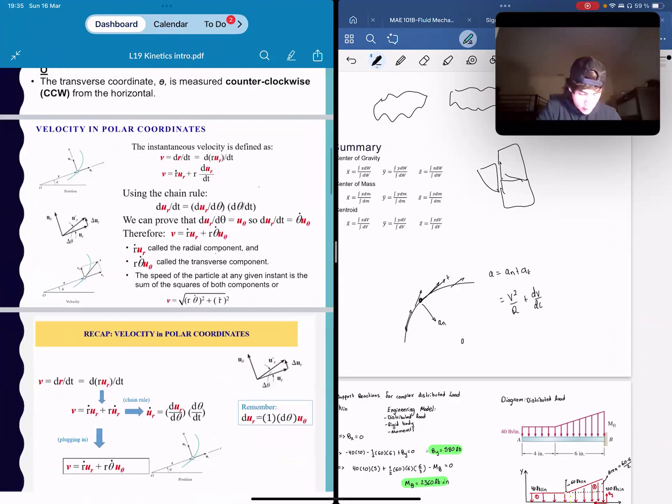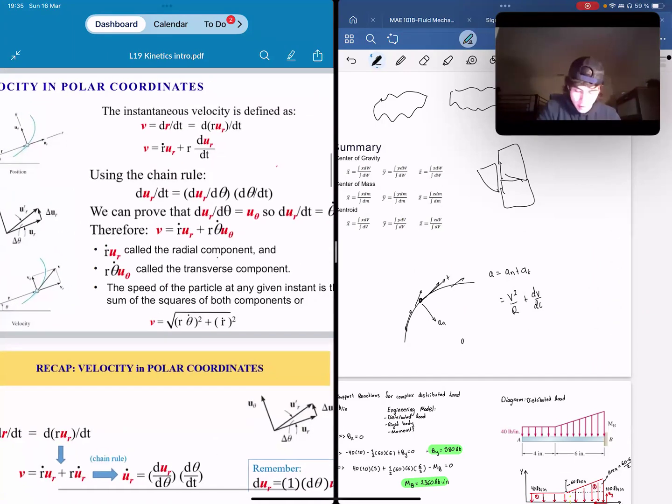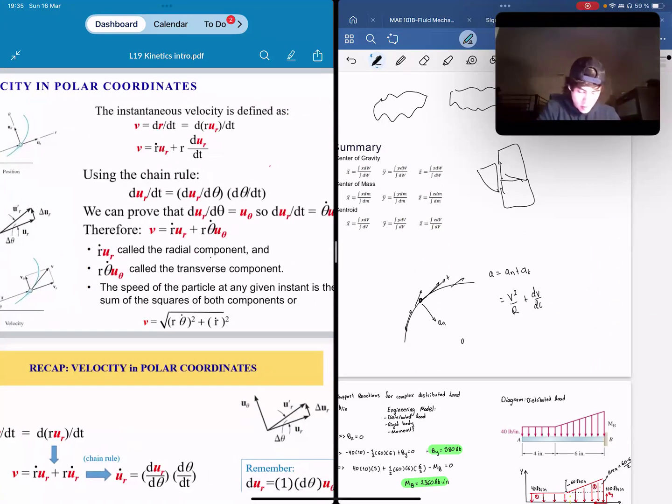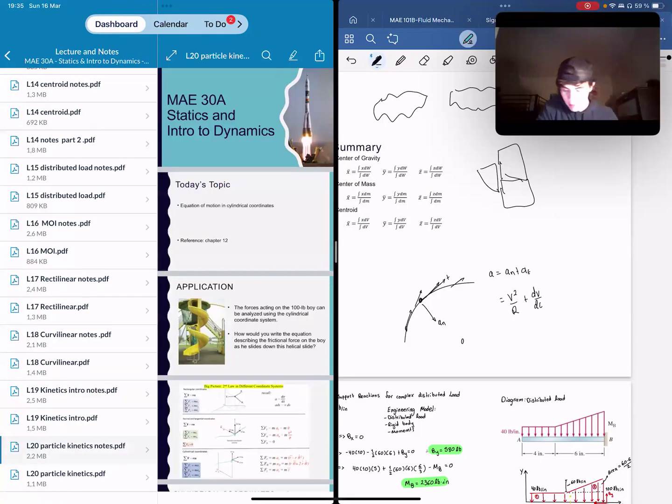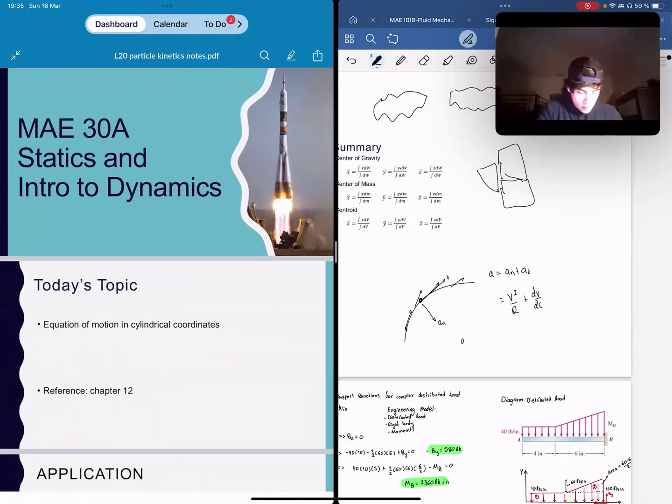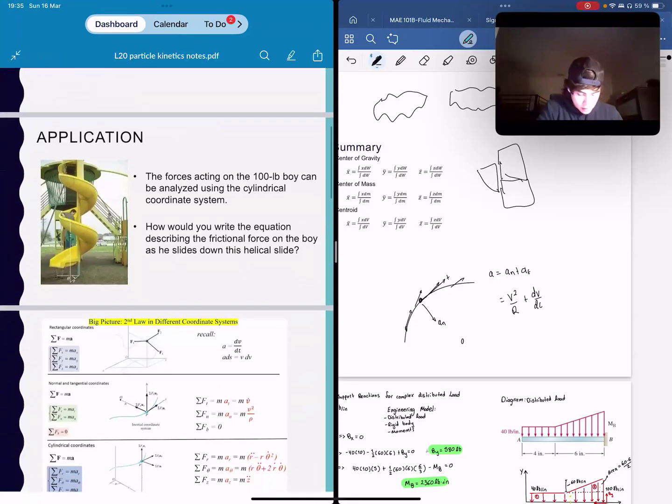Okay. Oh, well, yeah, I forgot to mention this is called the radial component and the transverse component for polar coordinates. And finally, for lecture 20, in particle kinetics, we're only analyzing particles. I forgot to mention that. This is only particles, so not rigid bodies yet. We'll do that in MAE 30B.